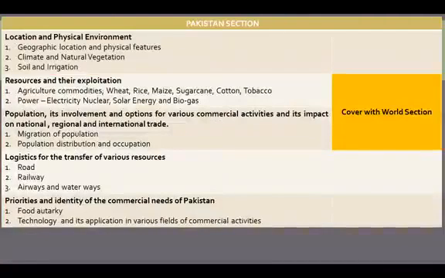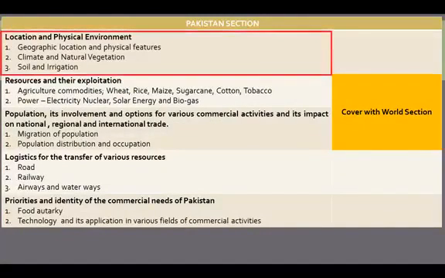Now, then we have a Pakistan section. First, the location and physical environment of Pakistan. Here we learn about the geographic location of Pakistan, and physical features of Pakistan, like mountains, rivers, plateaus, deserts, their climatic and natural vegetation regions. Then we have the soil and irrigation system, types of irrigation and soil.